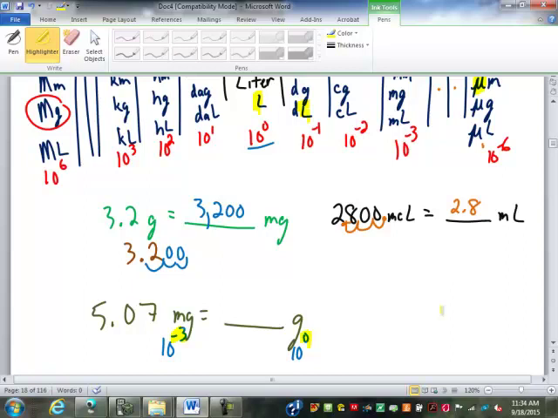Well, what number is bigger, negative 3 or 0? Now be careful here. 0 is larger. So we're going from a small number to a large number. If the unit is getting larger, the number has to get smaller. So in our 5.07, we have to make this smaller so that the unit can get larger. And we're going 3 powers. So we have to go 1, 2, add a 0, 3. So this is 0.00507.